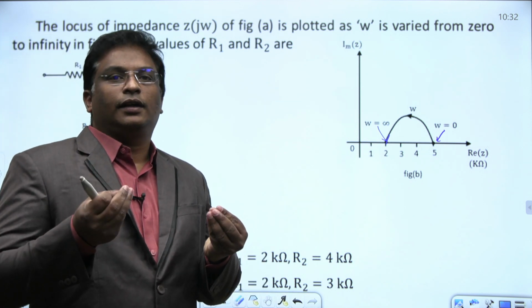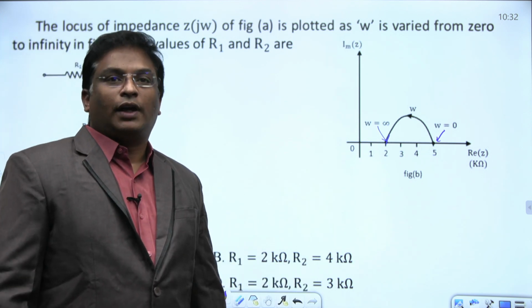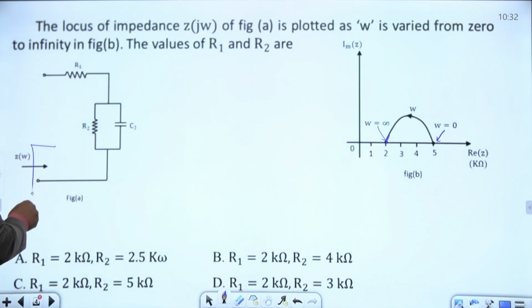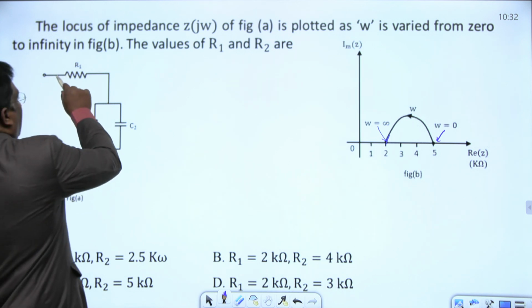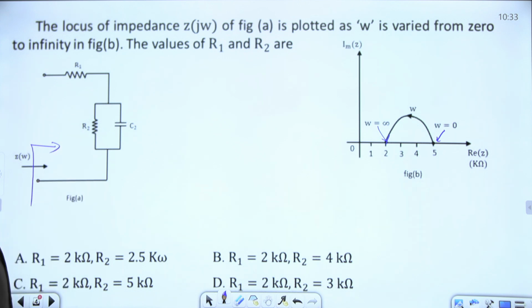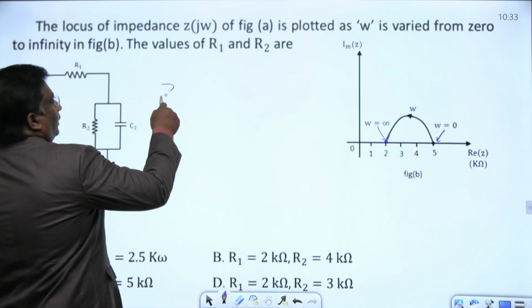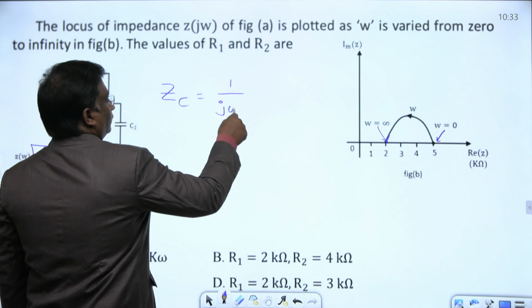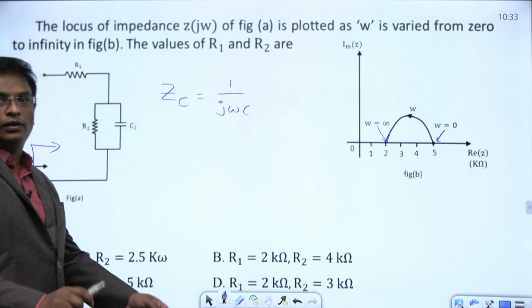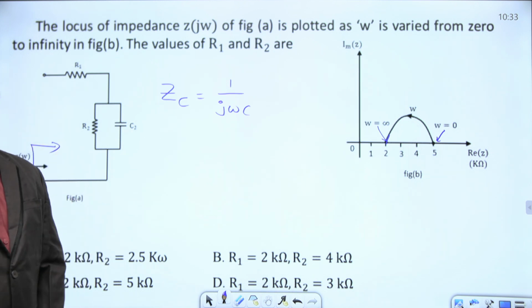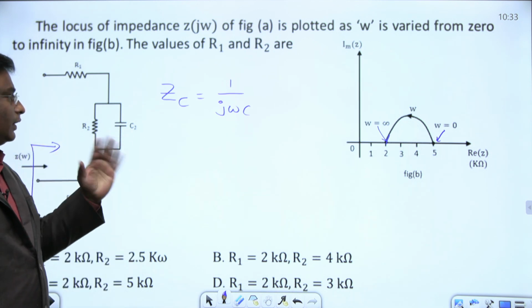We just require the impedance expression of a capacitor, that's all. In this circuit, the impedance Z is nothing but R1 plus R2 parallel with the capacitor C. What is the impedance of this capacitor? ZC equals 1 by j omega C, that's all. If I know this expression, I can solve this question. No need of the locus, no need of that word. If you know this expression, we can solve this question.